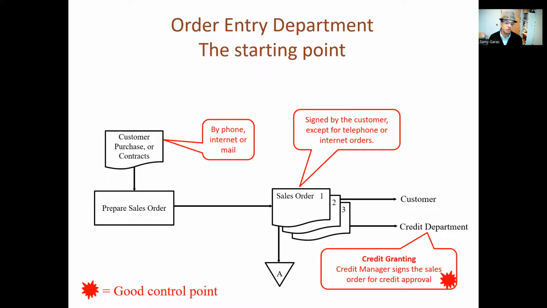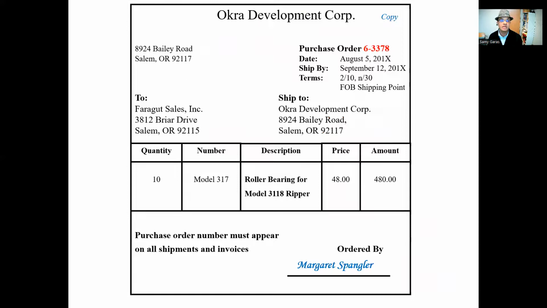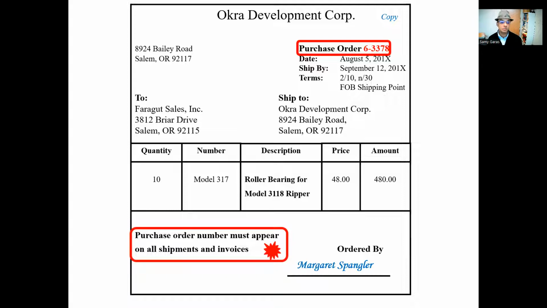And here the original sales order must be signed by the customer, and the credit manager has to approve the sales. So we need to know that there are good controls in every department, and in the order entry department, the good control is that the credit manager checks the history of the client and makes the approval or disapproval. Here is the point that we get the purchase order, and the purchase order should be pre-numbered, in case one of the orders was missed or lost, we can trace it. And then the purchase order number must appear in all the shipments as a good reference.